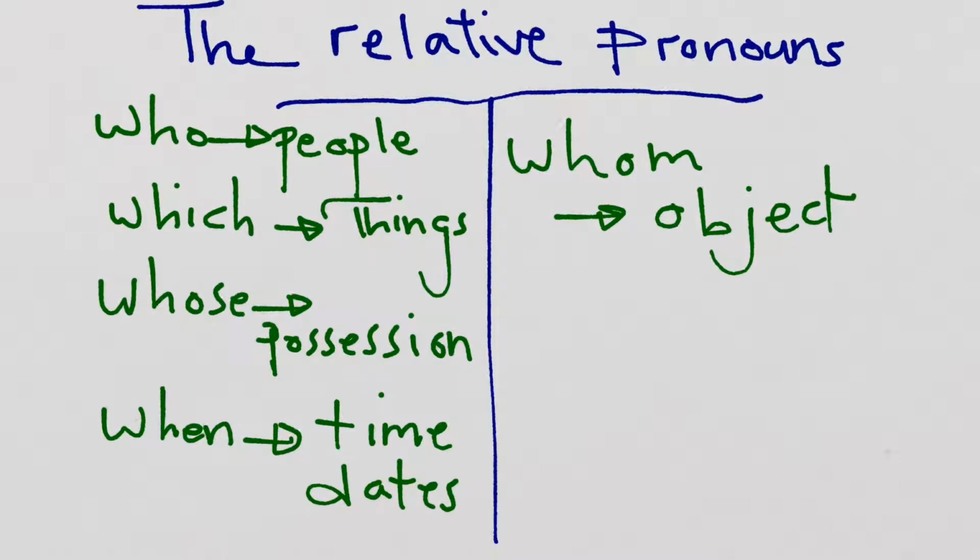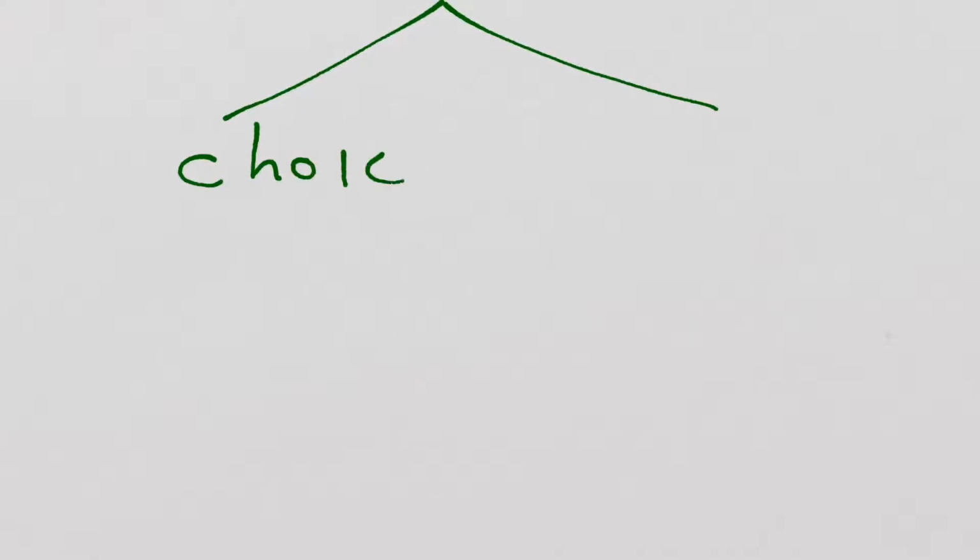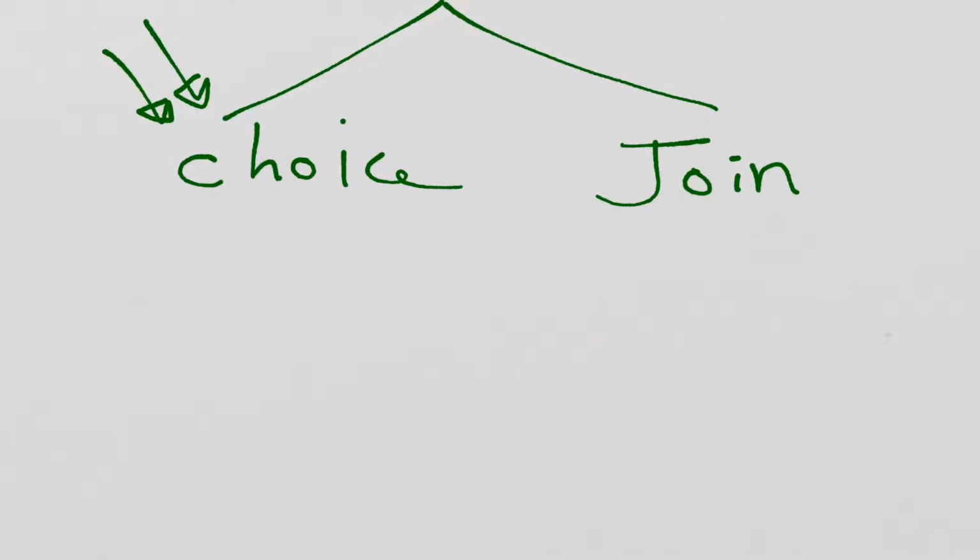In your exam we have two ways for this rule. This rule comes in two ways. The first one as a choice. First, I'm going to explain how it comes as choice. Then I'm going to tell you how to join two sentences using relative pronouns.